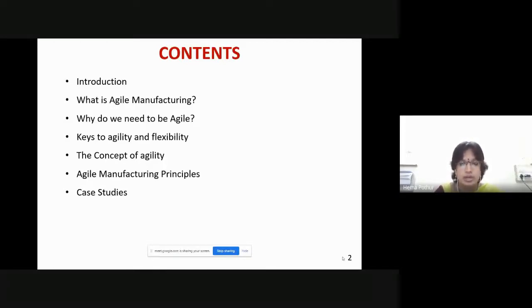The introduction, and what exactly we mean by Agile Manufacturing, and why we need Agile, and what the key elements of agility and flexibility are, the concept of agility, and finally the Agile principles. And lastly, I'll take things into an industrial scenario, how exactly Agile Manufacturing is related to industries, and what kind of industries have been implementing Agile Manufacturing for the past one decade or so. We'll also have feedback queries on how Agile Manufacturing is having its own impact on Indian industries.